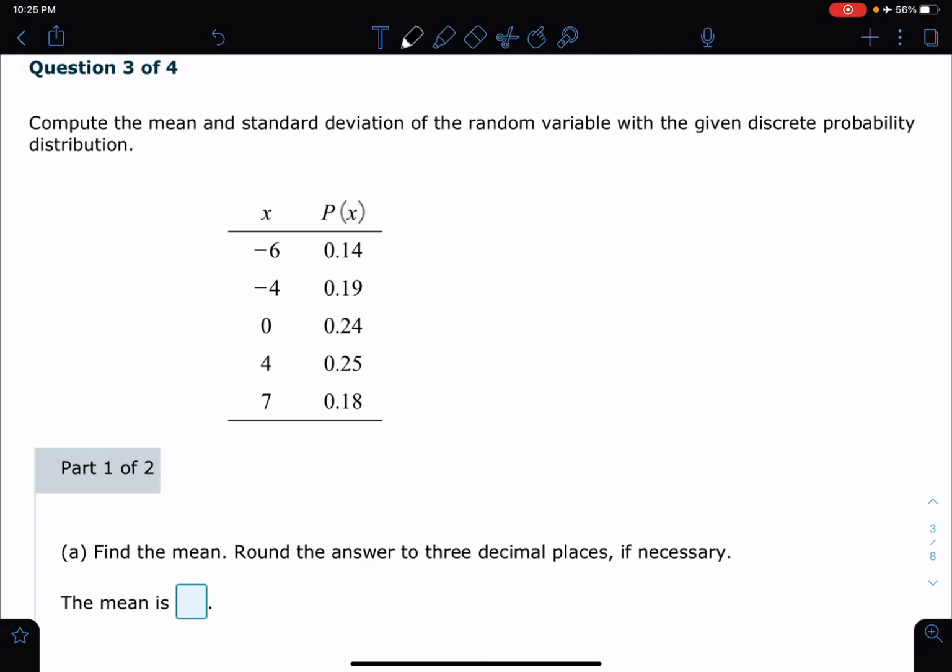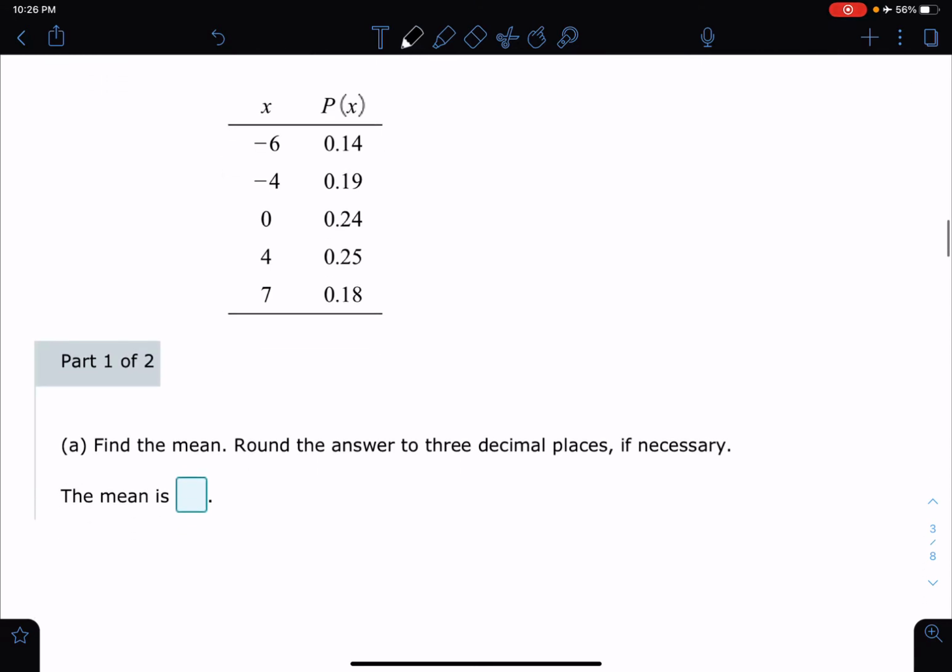when the event happens that you get a -6, the probability of getting that is 0.14. Right? The event of getting a -4, the probability is 0.19. The event of getting a 0, the probability is 0.24. So that's what's going on there. Let's see if we can figure out the rest of this problem here. It says part A, find the mean, round your answer to 3 decimal places.